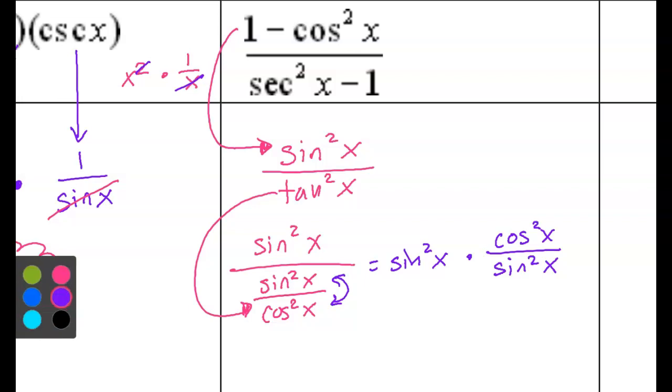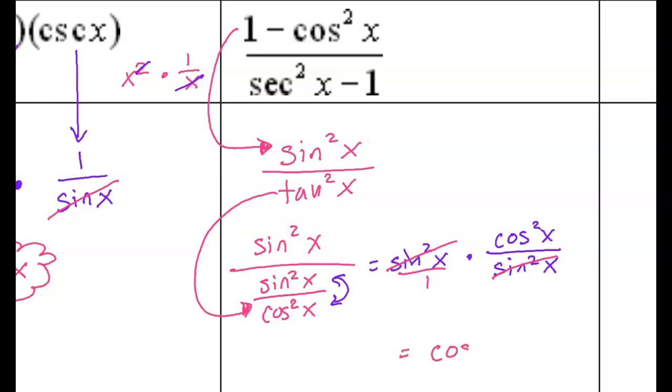And look, we have a like term between the numerator and the denominator because this is technically over an invisible 1. Sine squared of x is both in the numerator and the denominator. It cancels, leaving us with just cosine squared of x as our solution. That is a single trigonometric function. It cannot be simplified anymore.